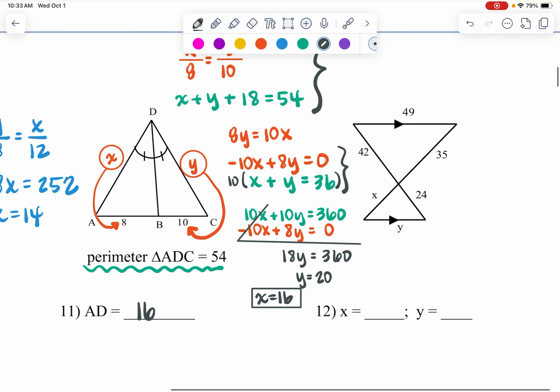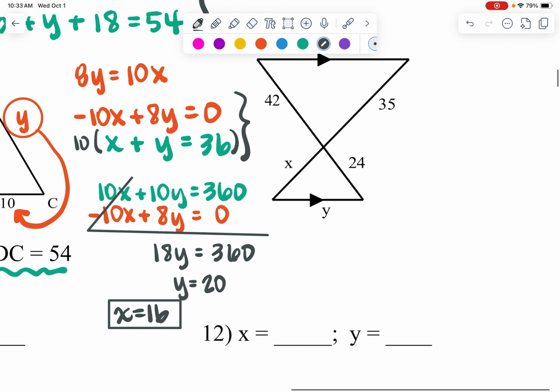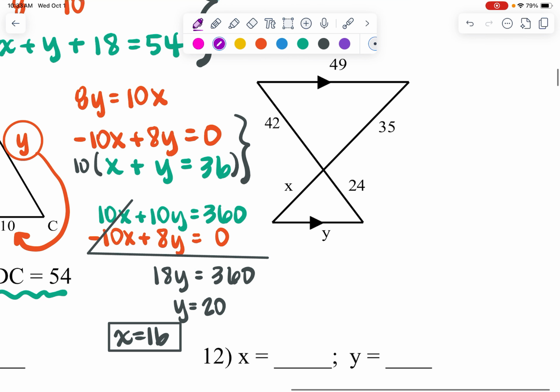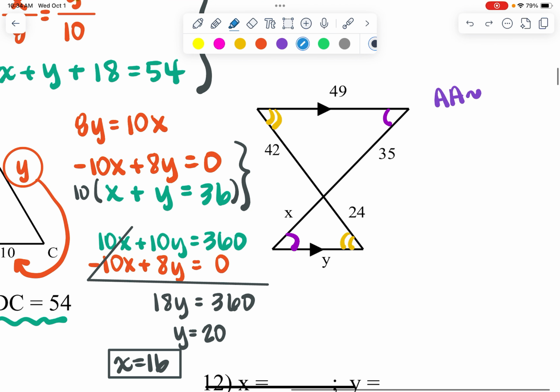Okay, that was a fun one. All right, hopping over here. The first thing I notice is I have parallel lines, which means I'm going to do some markings here. I know this alternate interior angle is congruent to this alternate interior angle, and this alternate interior angle is congruent to this one. So I know these are similar by AA similarity. You could have also used the vertical angles, of course. The reason why I marked the alternate interiors is because I do want to notice that these two triangles are rotations of one another.